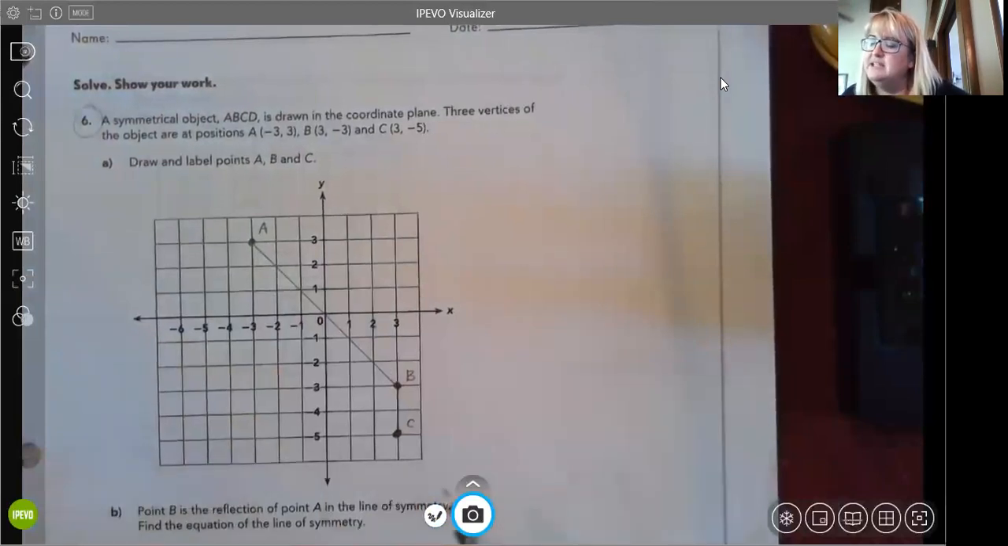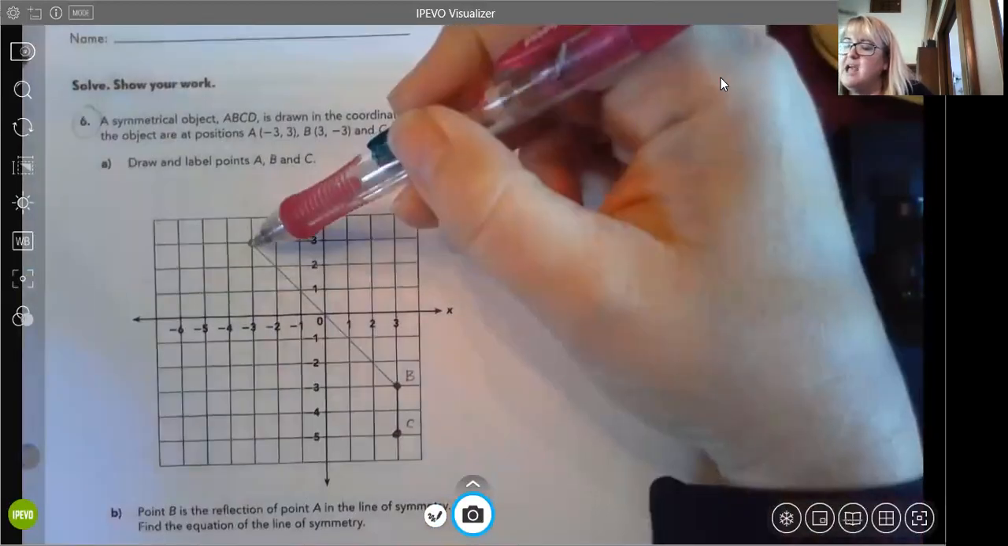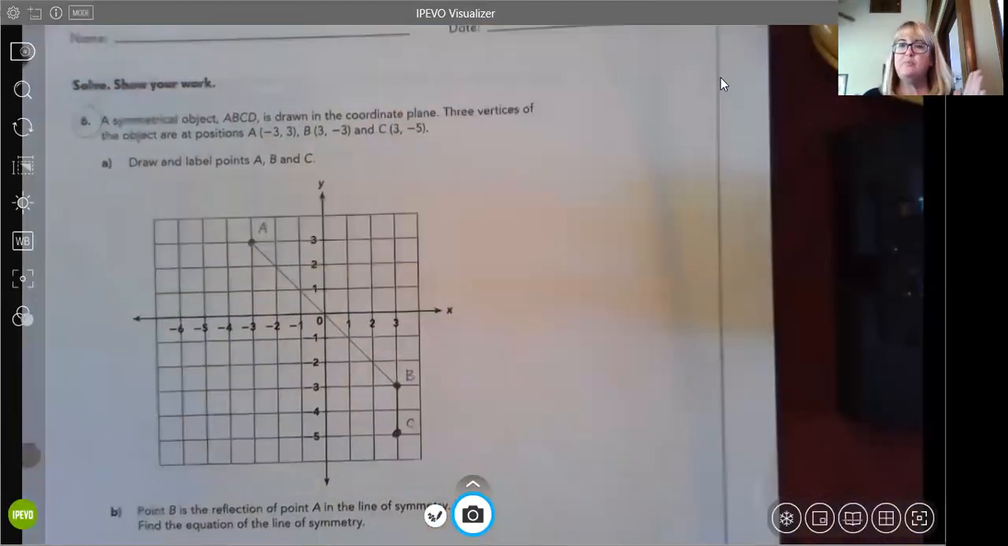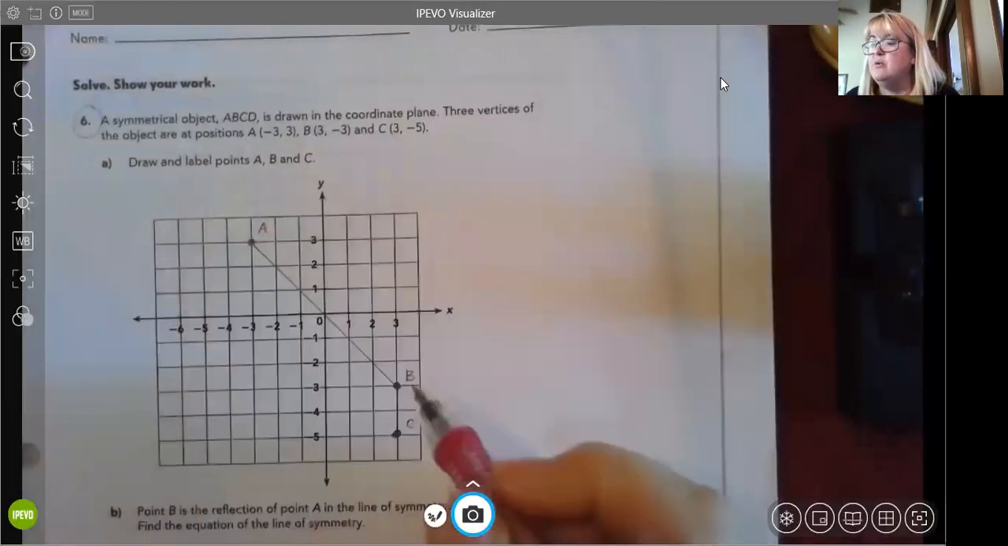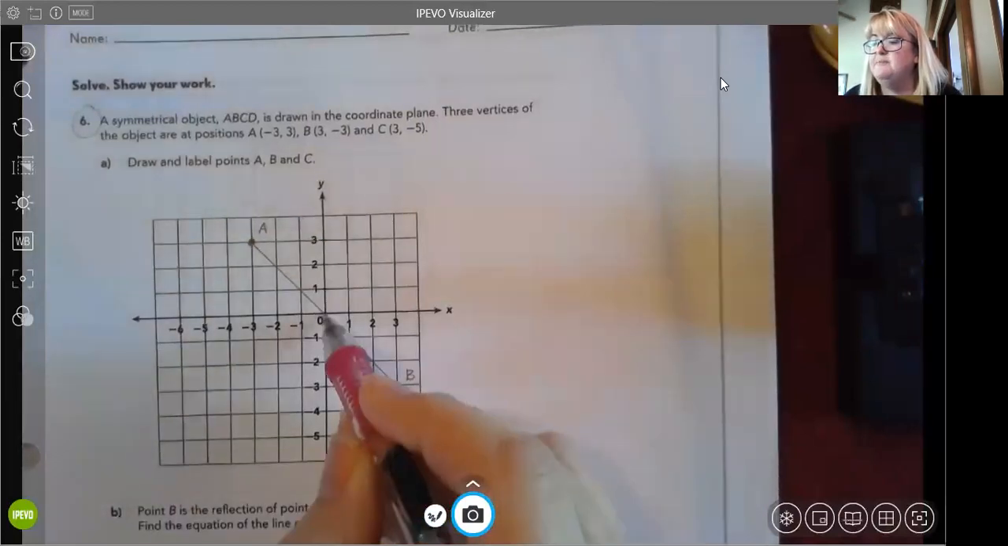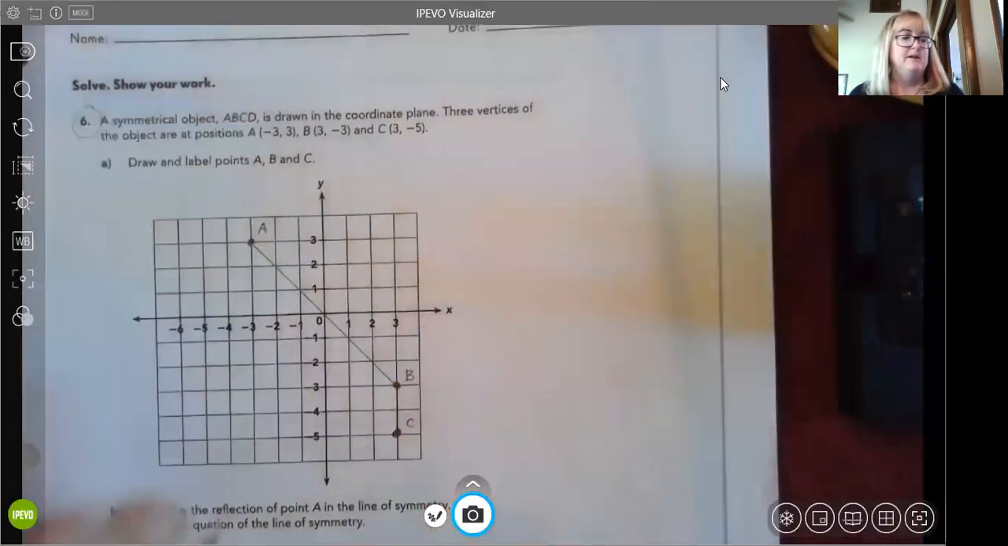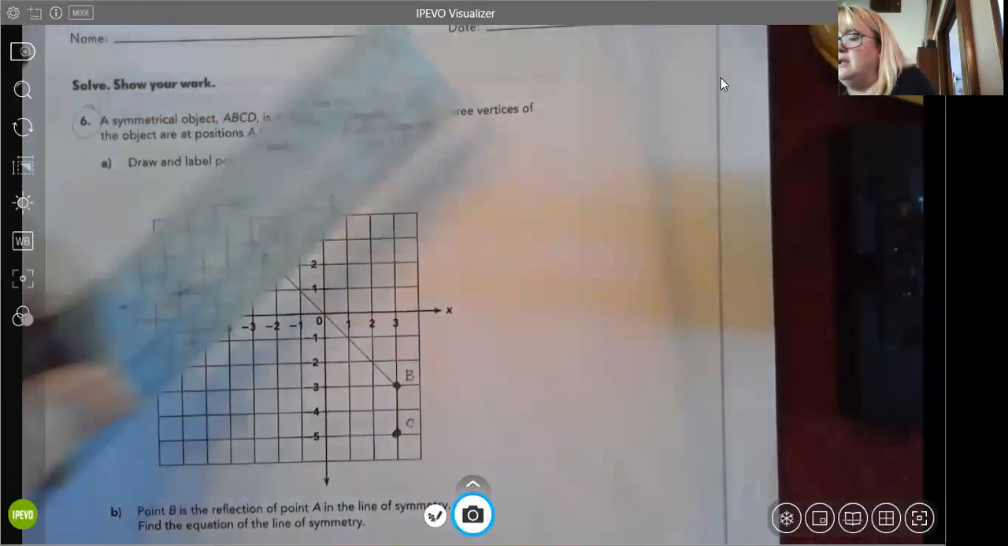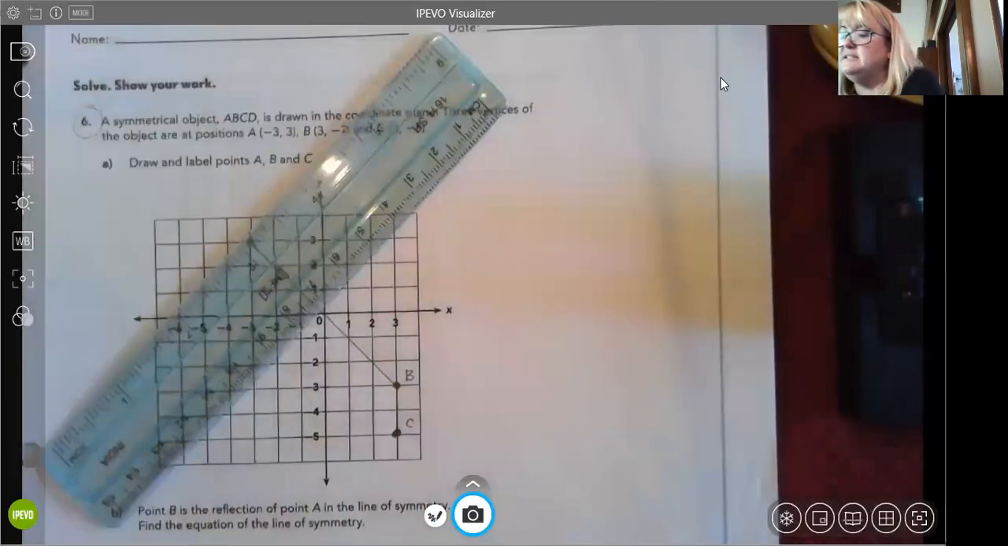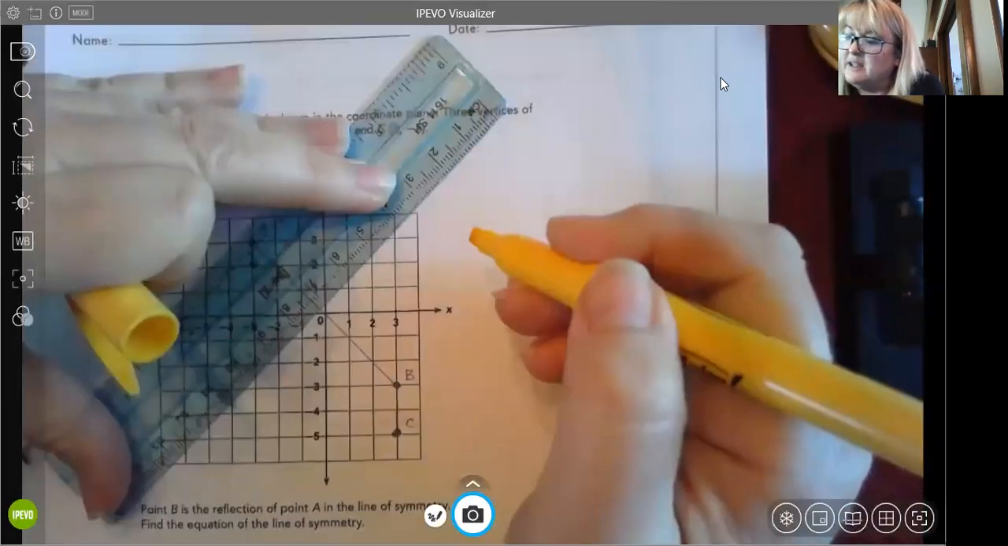It says point B is the reflection of point A in the line of symmetry. Find the equation of the line of symmetry. All right, so what it is saying is there is a line that you can fold where A and B will fold up on top of each other and lay on top of each other. And so the line of symmetry is gonna go through the middle part of this line. And right in the middle is the origin, okay? And so we need this to fold up. So my line of symmetry, I'm actually gonna do it with a highlighter, is gonna look like this. Let's see if I can get this.